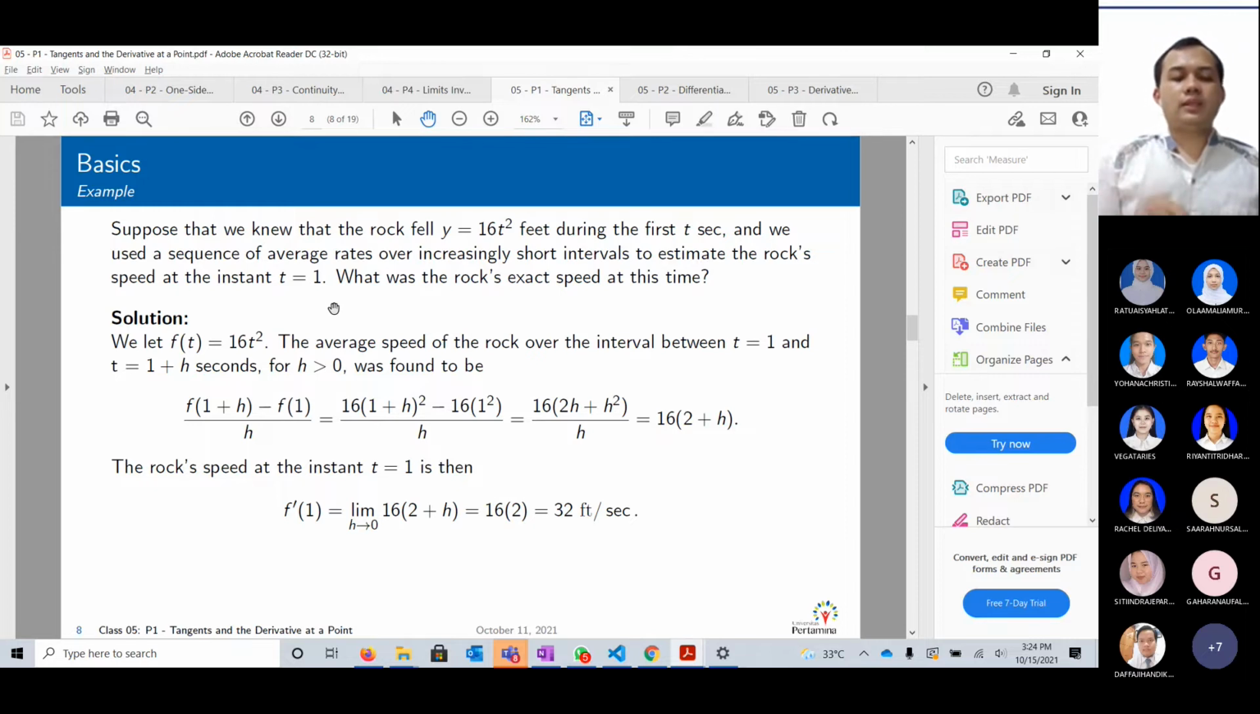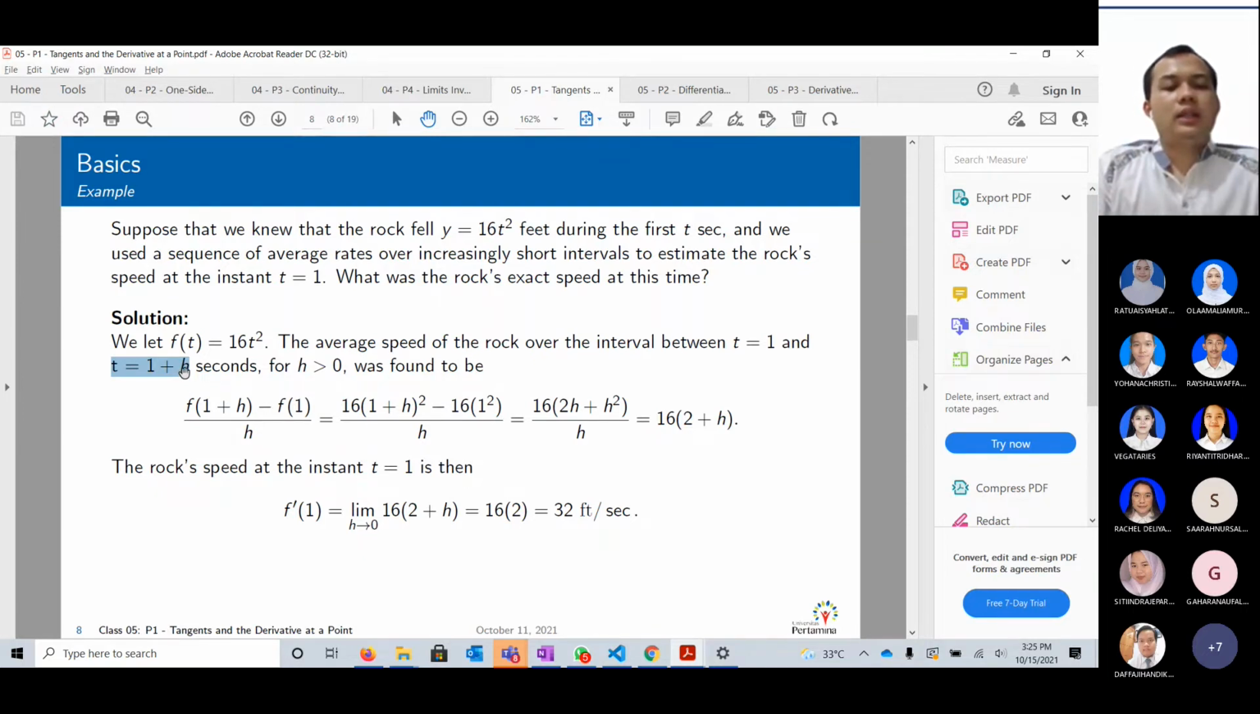Speed is actually the first derivative of position. Jadi kecepatan itu pada dasarnya turunan pertama dari posisi. So, if you want to check the speed over the interval between t equals to 1 and t equals to 1 plus h. Jadi cara mengecek kecepatan itu kita cek posisi sekarang dan posisi setelahnya, kemudian dibagi dengan selisih waktunya berapa lama.